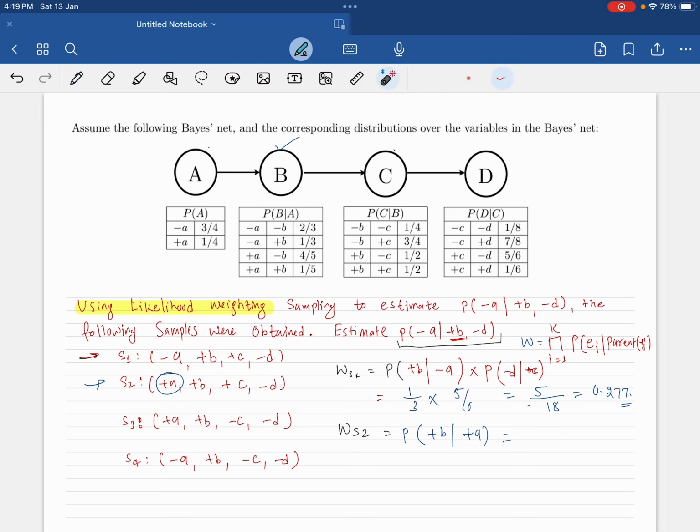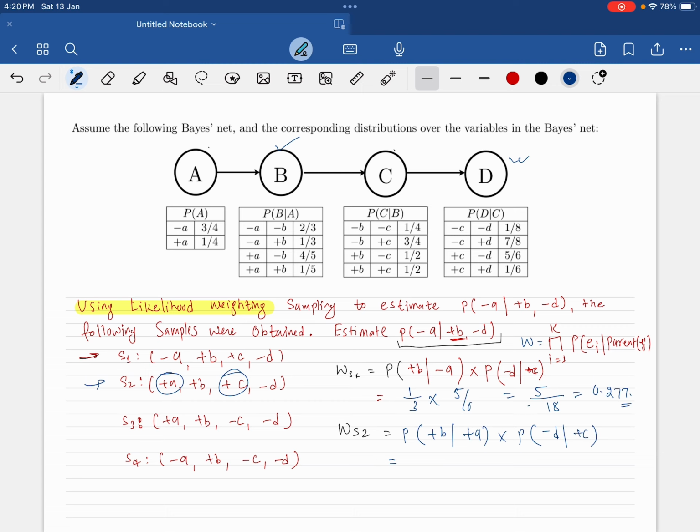Now look at the conditional table, that is plus b given a. So plus b given plus a, right? So that will be 1 by 5. Now we will have here into also, because we have two evidence, right? So that will be minus d given, so minus d has the parent c, so that will be plus c here.